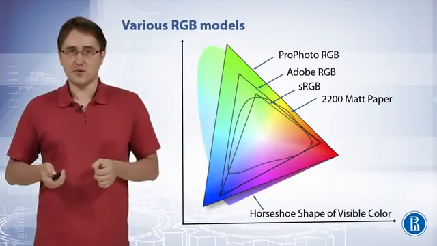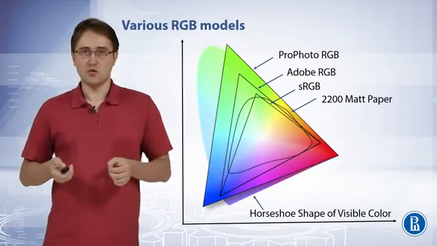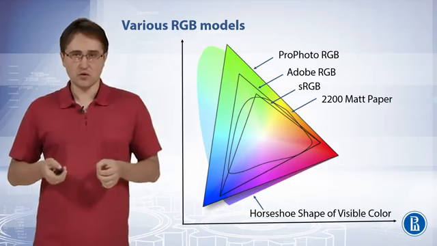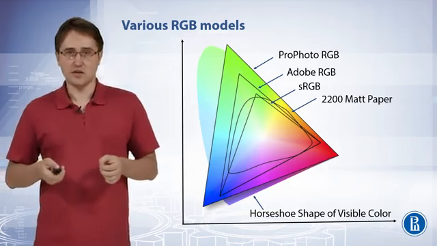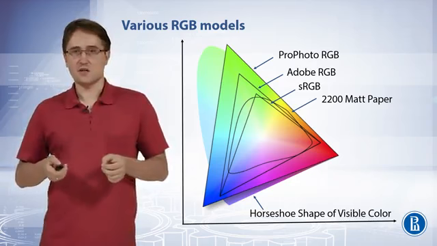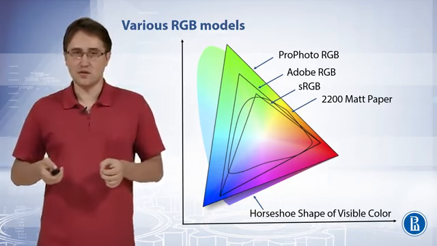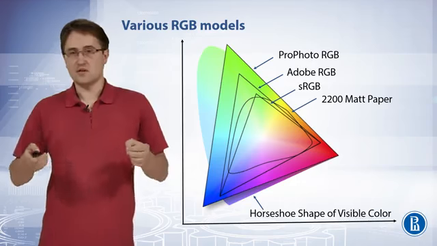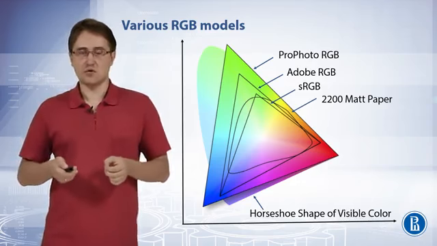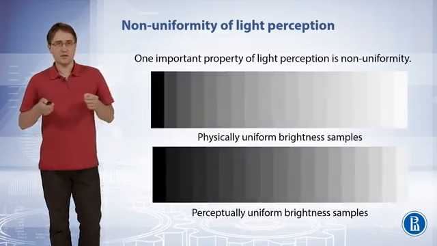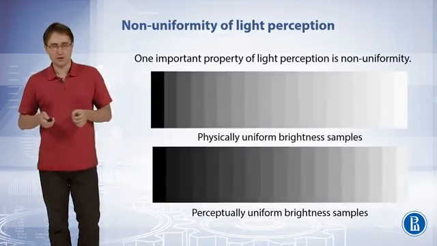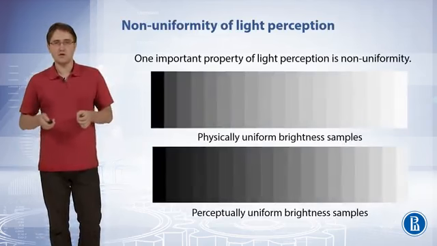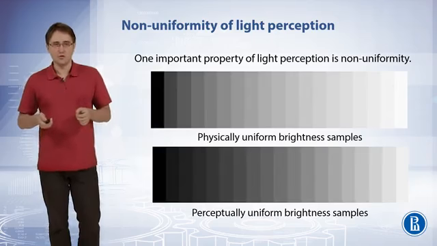On the slide I display several variants of the RGB model. The main difference between the models is the selection of primaries. You can see the difference in color representation between different models. Depending on the selected primaries, the model covers different areas in the color gamut. There is also one additional important property of light perception. It is non-uniformity of intensity perception. On the slide, there are two samples.